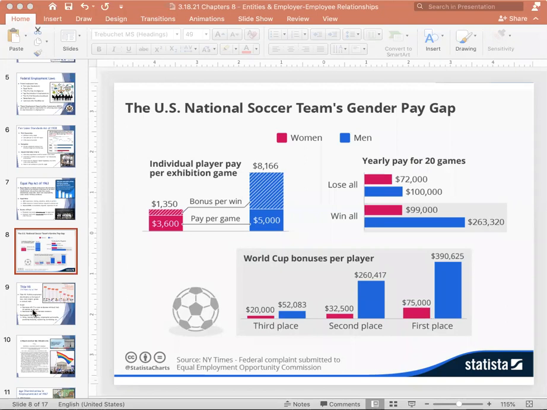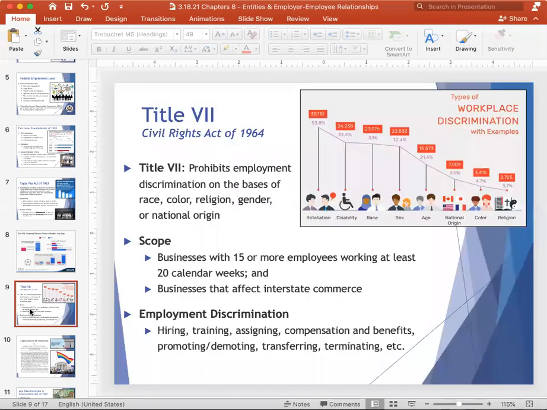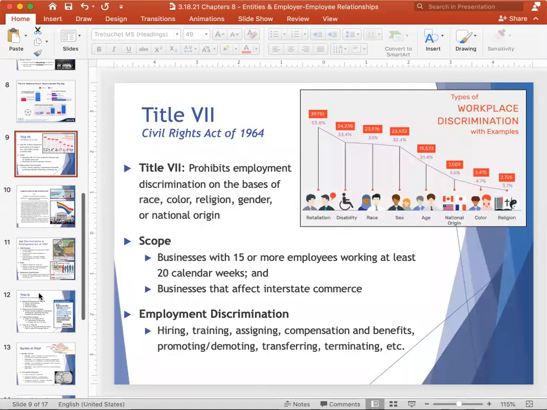Moving on to our next federal law to review, Title VII of the Civil Rights Act of 1964. The Civil Rights Act of 1964 is a very comprehensive federal law that prohibits discrimination in a lot of different settings. Title VII specifically addresses employment discrimination.